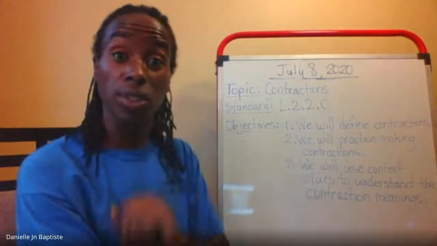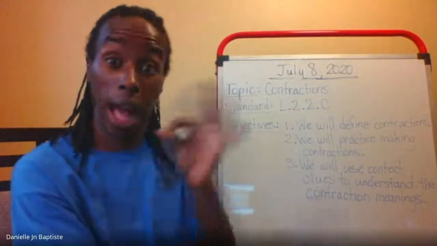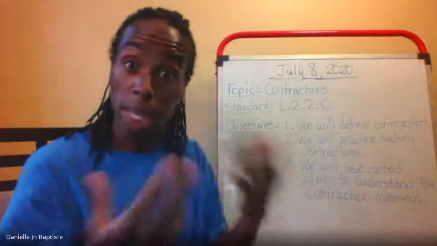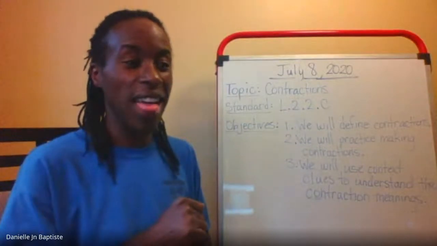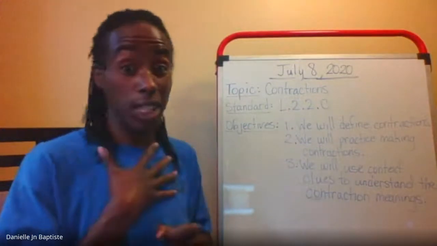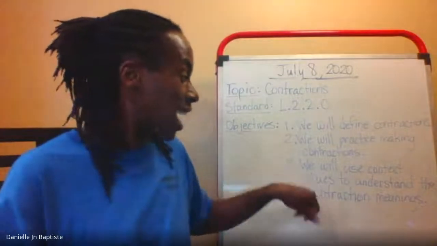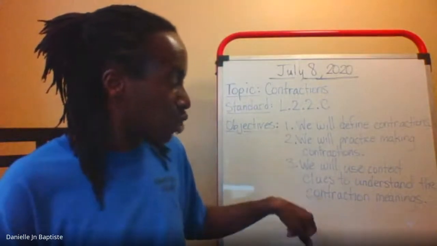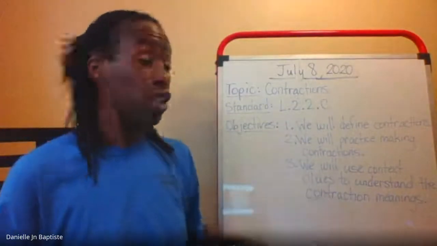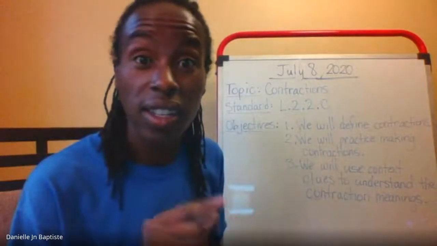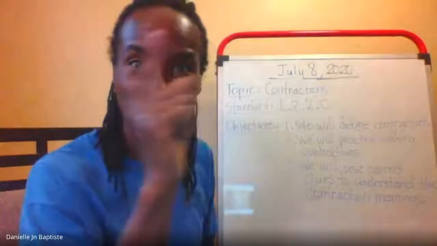We are going to do 3 things during this lesson. Number 1, we will define what a contraction is. In other words, I'll tell you what a contraction means. Number 2, we will practice making contractions. That is going to be fun. At least for me, it's going to be really fun, and I think you're going to have fun watching it. And number 3, we will use context clues to understand the contraction meanings. That's fancy talk for we are going to use sentences to guess what the contraction means.